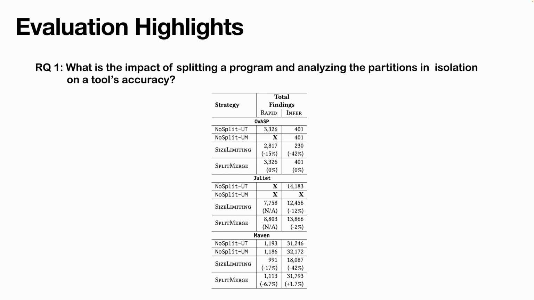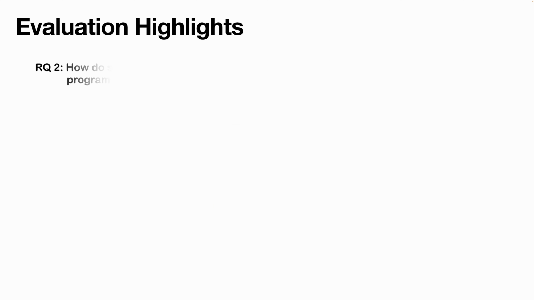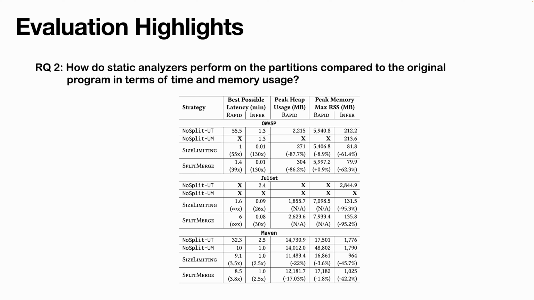For the first question, namely, what is the impact of splitting a program and analyzing the partitions in isolation on a tool's accuracy, we found that splitting the original program can sometimes negatively impact a tool's accuracy, as seen by the reduced number of findings compared to our baseline experiment with no splitting and unlimited time. However, our experiments show that smarter splitting strategies like SplitMerge can controllably reduce accuracy loss. For very large code bases like Juliet and strict resource constraints, splitting may be the only option if we want to retrieve any findings, since the tools do not scale and thus end up returning no findings at all. Splitting the code base allows us to analyze the partitions in parallel.